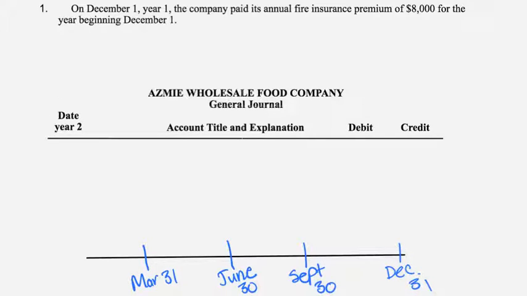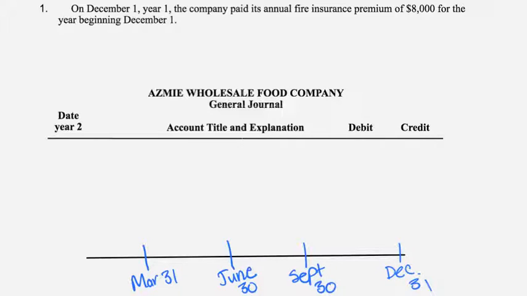Our first transaction, on December 1st, year 1, the company paid its annual fire insurance premium of $8,000 for the year beginning December 1st. Okay, so being that we are recording for year 2, obviously since they paid this insurance premium of $8,000 in year 1, it was a prepayment. So what we're doing quarterly is recognizing that prepayment. So we're turning it into an expense.